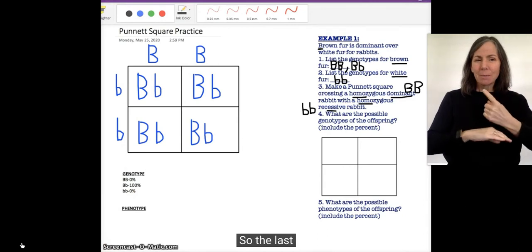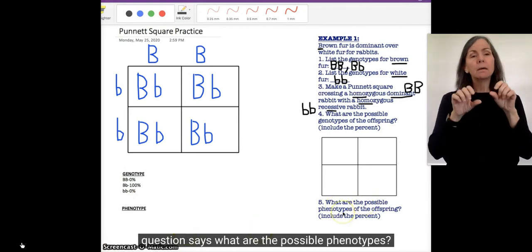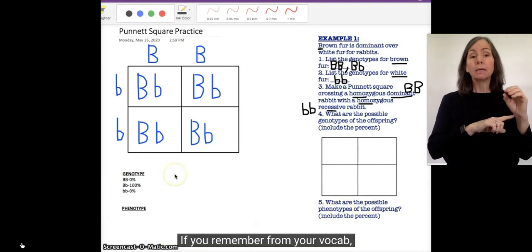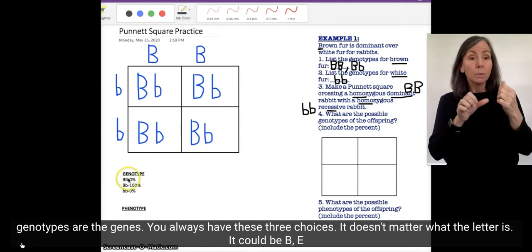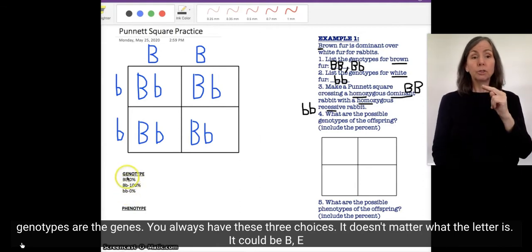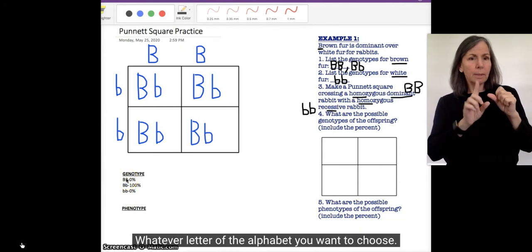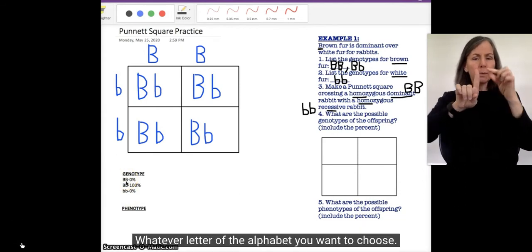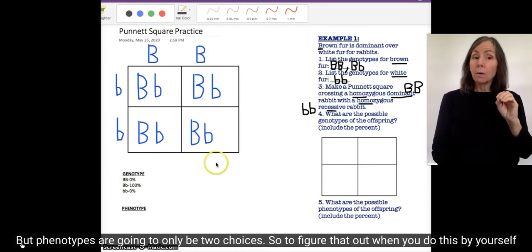So the last question says, what are the possible phenotypes? And if you remember from your vocab, genotypes are the genes. You always have these 3 choices. It doesn't matter what the letter is. It could be B, E, whatever letter of the alphabet you want to choose. But phenotypes are going to only be 2 choices.